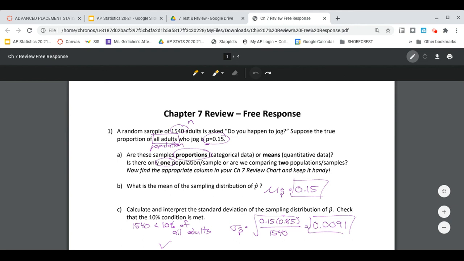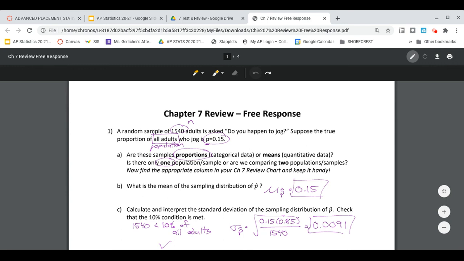So this is a video going over the Chapter 7 review packet, the free response. Now, I know it is 4 problems, and normally you would have 2 to 3, so it seems like a lot. But I did it on purpose because I want you to see how all 4 of these problems are all the exact same structure, and to get used to that structure and then just figure out the tweaks between them depending on whether they're proportions or means or one sample or two sample.